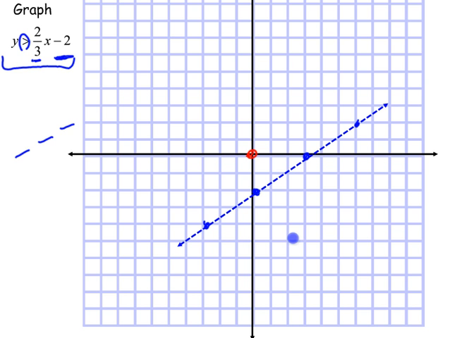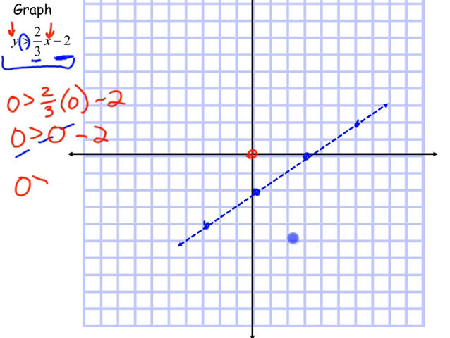And what we do is we plug in a 0 for y and a 0 for x. So this becomes 0 is greater than 2/3 times 0 minus 2. So 0 is greater than 0 minus 2. Is 0 greater than -2? It is. So this is a true statement. If it's a true statement, then you shade in the direction where that point is. It's above the line, so we're going to shade all the points above the line.